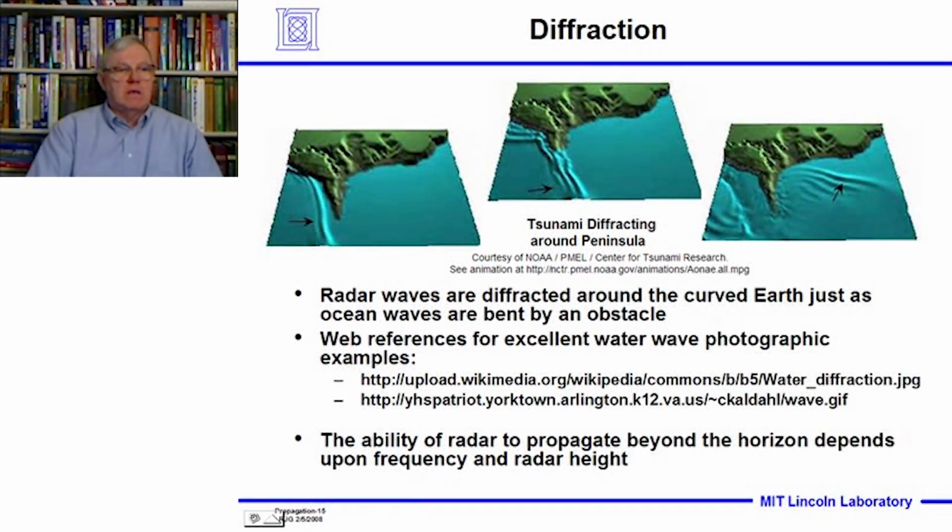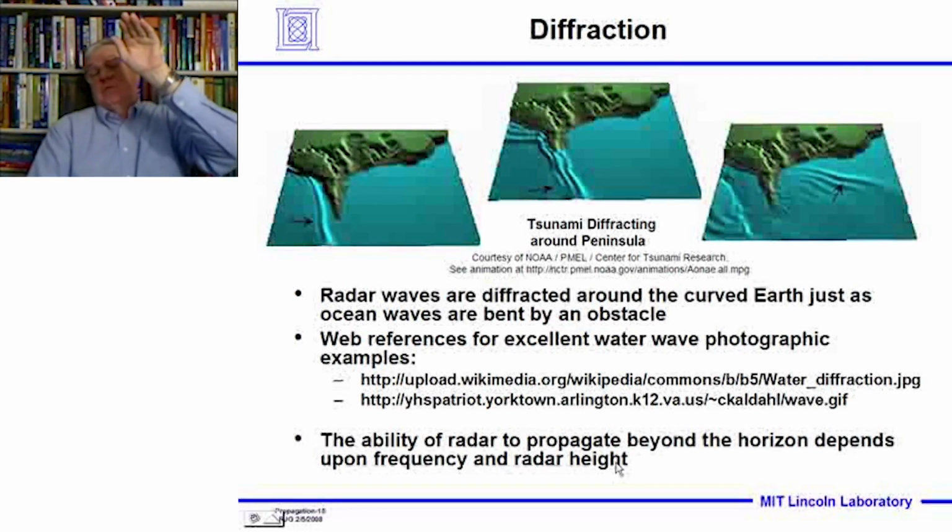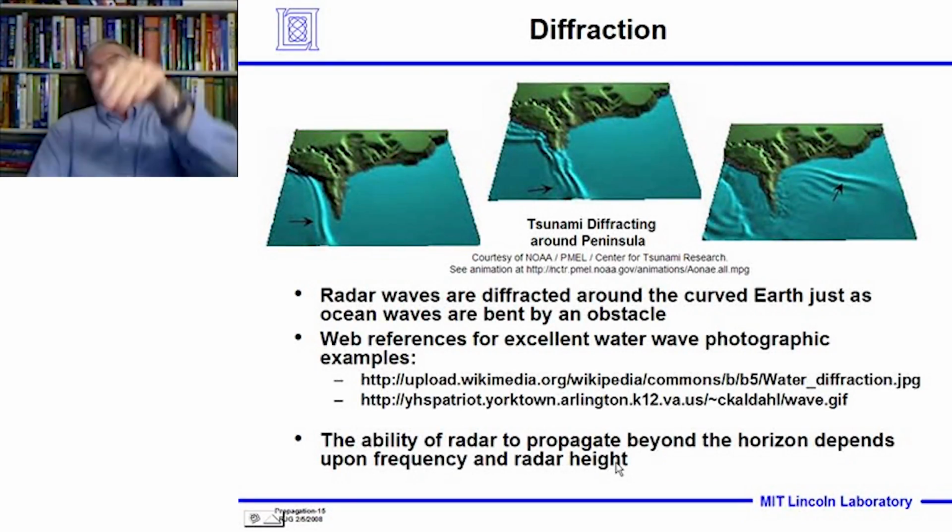So the bottom line, the ability of radar to propagate beyond the horizon, I want to point out, depends upon the frequency of the radiation. It turns out the lower the frequency, the easier it is to propagate around, and upon the height of the radar, so that you have better line of sight over the particular obstacle, whether it's a tall hill, a mountain, or the normal horizon of a regular flat Earth.